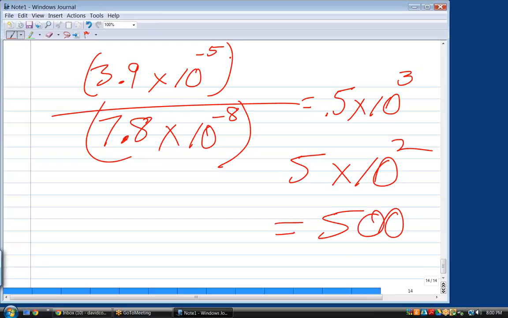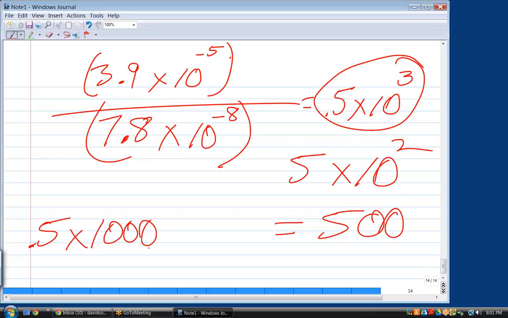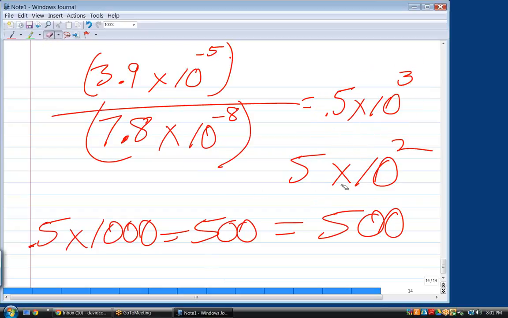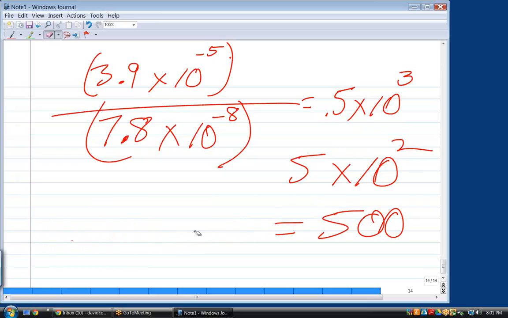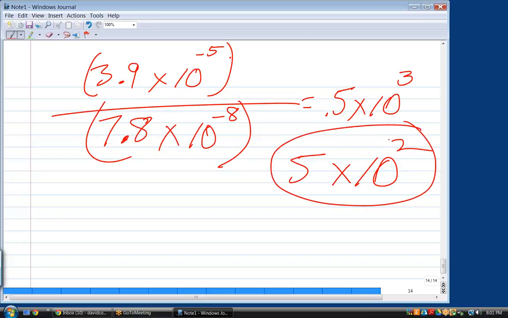Well, this number here is 0.5 times 1,000, which is 500. Gotcha. So you can always do that little test to figure out whether you need to add or subtract an exponent. Okay? So this would be your answer here, if they've requested all answers to be in scientific notation.